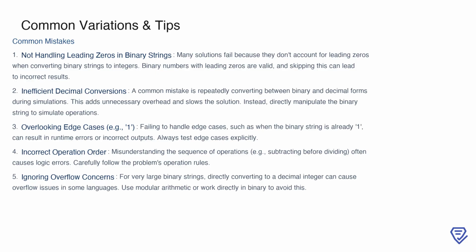Another frequent issue is overlooking edge cases. For instance, if the binary string is already 1, the solution should immediately return 0 steps, but failing to account for this can lead to errors. Misinterpreting the sequence of operations is another pitfall. For example, subtracting before dividing, when the rules specify the opposite, can result in incorrect logic. Finally, be cautious about overflow concerns. Directly converting very large binary strings into decimal integers can cause overflow problems in some programming languages. To avoid this, work with the binary representation as much as possible or use modular arithmetic where needed.